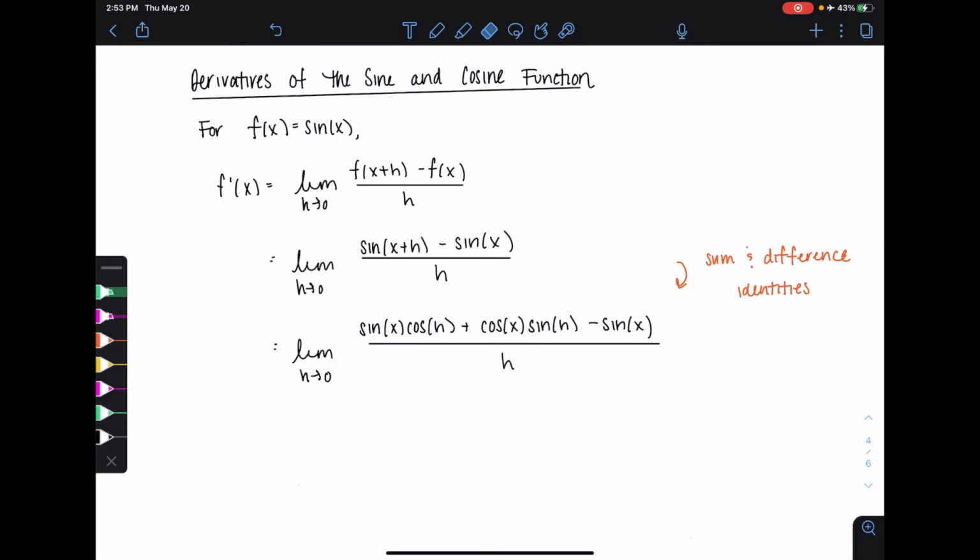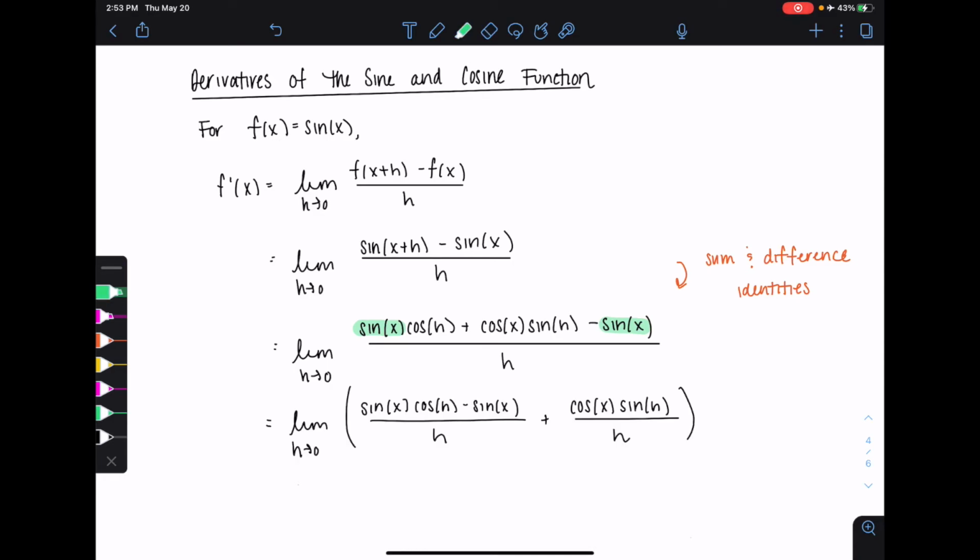Now I want to manipulate it a little bit. We've got a sine of x here. We've got a sine of x here. I'm going to go ahead and split this a little bit to group those pieces. So I'm combining the two things that deal with sine of x with that denominator. This cosine of x sine of h is left over, so that's going to go in its own fraction.